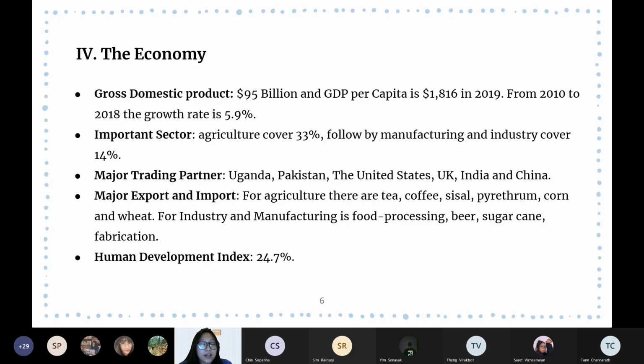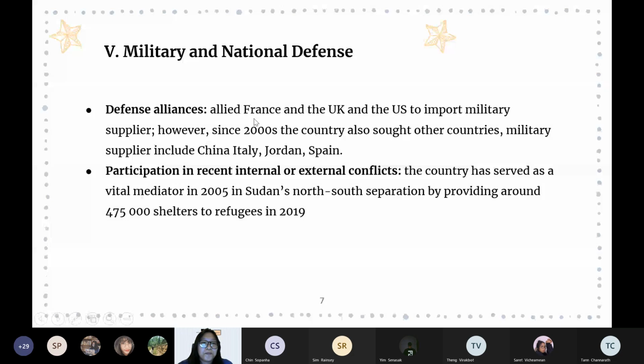The next point is the economy. The gross domestic product is 95 billion and GDP per capita is 8,600 in 2019. The important sectors are agriculture at 33%, followed by manufacturing and industry, which cover 40%. The major trading partners are Uganda, Pakistan, the United States, UK, India, and China. The major exports are tea, coffee, sea salt, and many more. The Human Development Index is 24.7%.